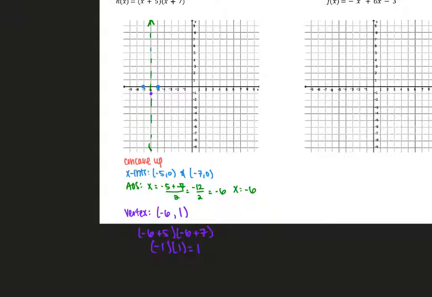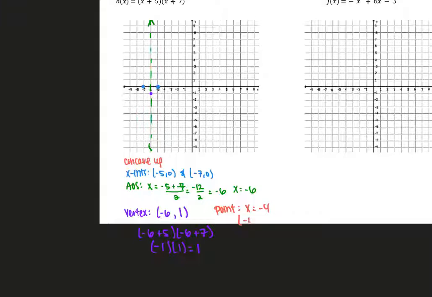So again, we're going to choose points that are near my vertex. So if we go 1 to the right, we see we already have a point on our parabola where x equals negative 5. So let's just go one more over, and we're going to plug in negative 4. So for my fourth point, we're going to plug in the value x equals negative 4.